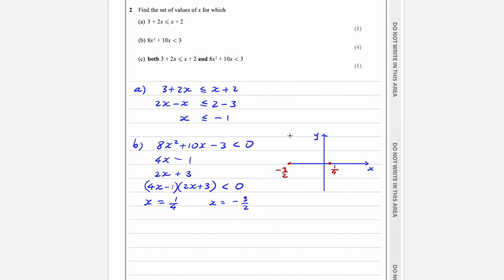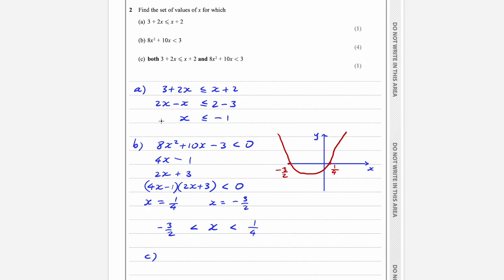Sketch it. It's a positive quadratic, so we go down through that and up there. Terrible drawing, but whatever. Where is this less than 0, guys? It's between negative 3 over 2 and 1 over 4. So the answer is x is bigger than negative 3 over 2 and less than 1 over 4.